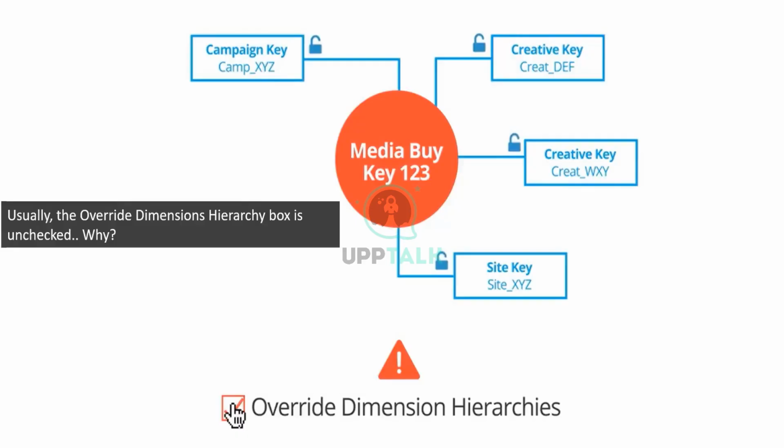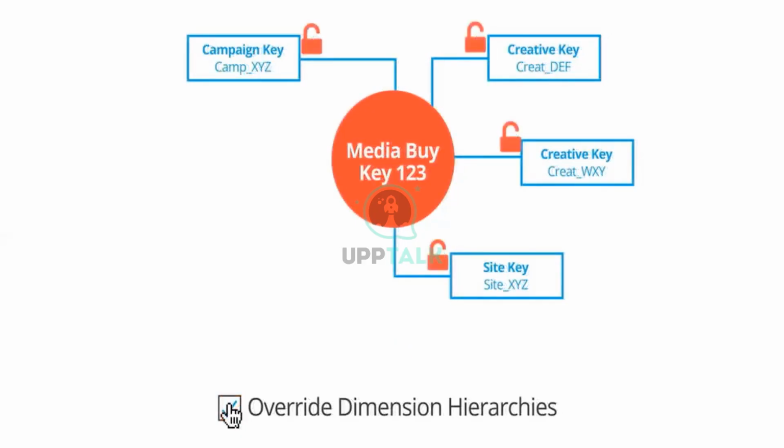Campaign key becomes default, creative key becomes default, site key becomes default, media by key becomes default, because all the dimensional hierarchies entities are changed to default when you override it with a blank report. As soon as you have checked override dimension hierarchies, you should uncheck it, or else doomsday waits for us.